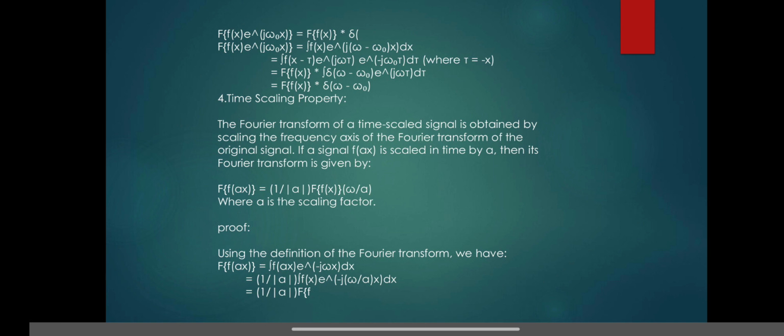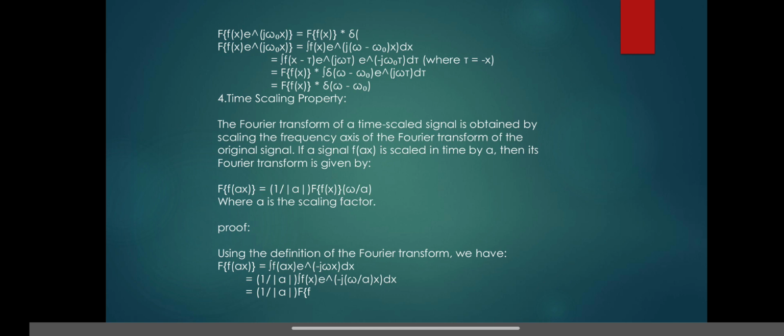Fourier transform of f(x) e power j omega naught x equals the integral of f(x) e power minus j (omega minus omega naught) x dx, which equals the integral of f(minus t) e power j omega t e power minus j omega naught t dt, where t equals minus x. This gives the Fourier transform of f(x) into the integral of delta of omega minus omega naught e power j omega t dt, which equals the Fourier transform of f(x) into delta of omega minus omega naught.